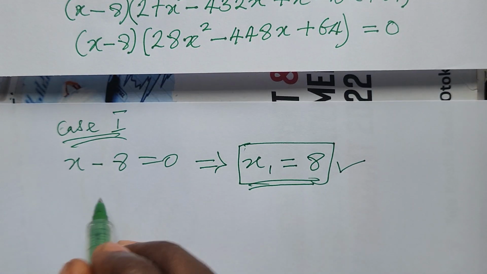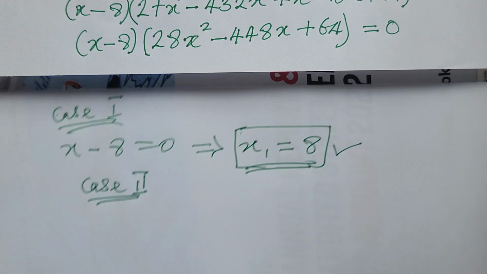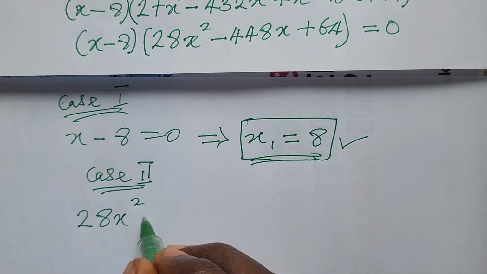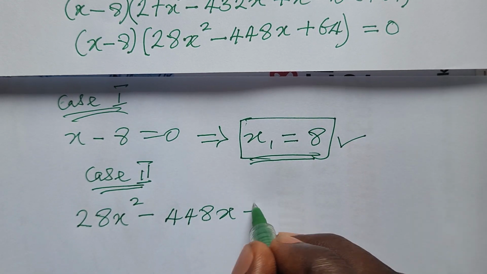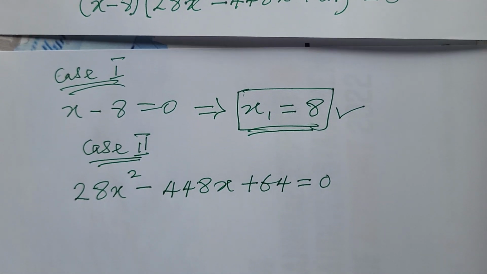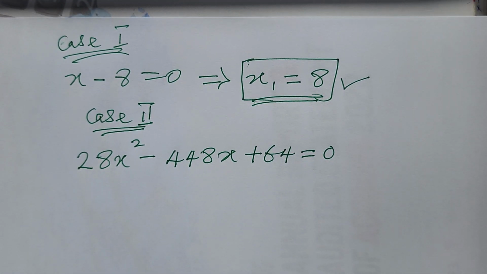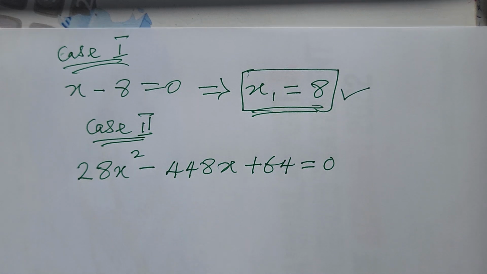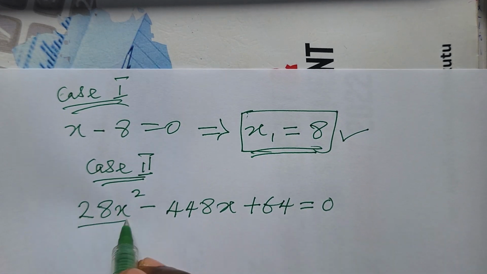So we'll take our case 2. Case 2, we have 28x to the power of 2 minus 448x plus 64 is equal to 0. Now this is a quadratic equation, but before we solve this quadratically, we discover that something is common to these numbers we have, I believe 4. 4 can divide everything through. So let's divide through by 4 first.